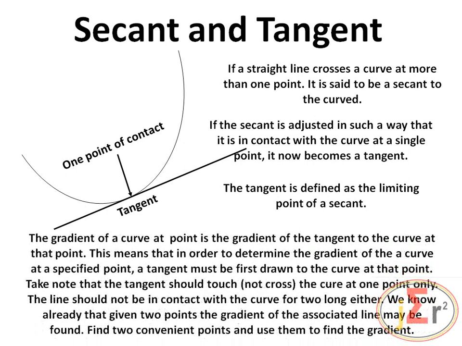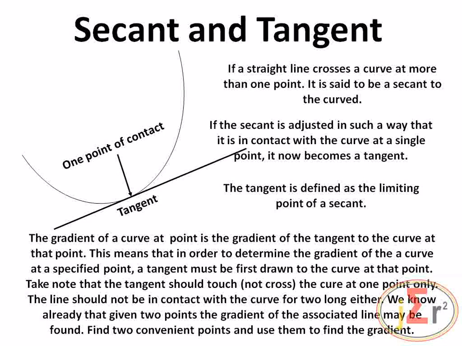The gradient of a curve at a point is the gradient of the tangent to the curve at that point. That means if you're going to determine the gradient of a curve, you have to draw a tangent to the curve. So in order to determine the gradient of a curve at a specified point, a tangent must first be drawn to the curve at that point. Take note that the tangent should touch, not cross, the curve at one point only. The line should not be in contact with the curve for too long either.